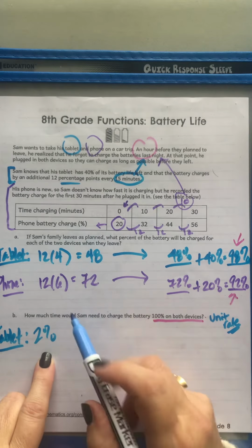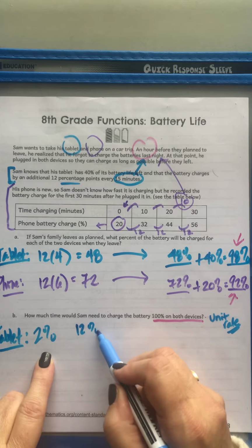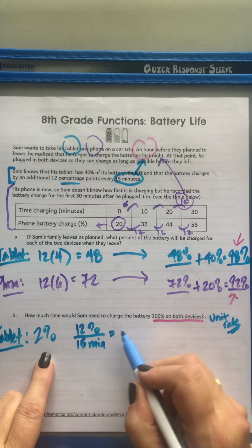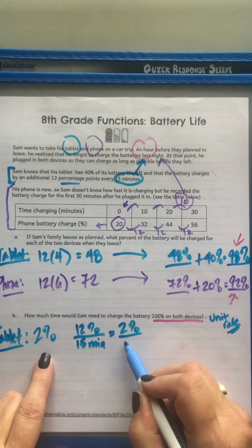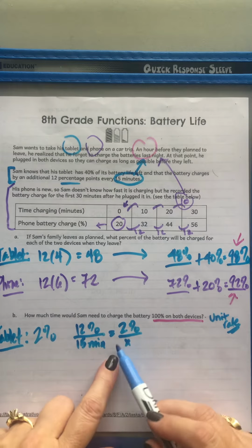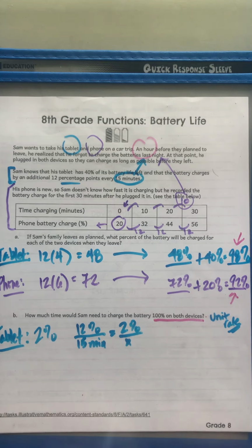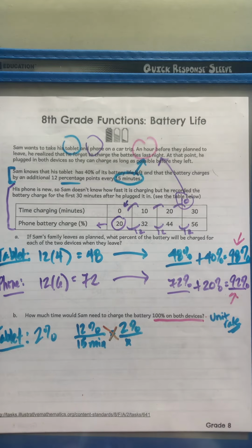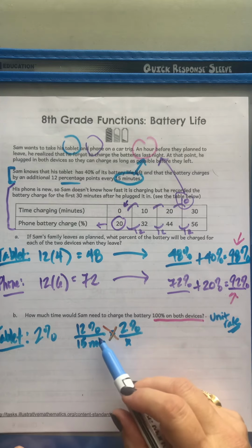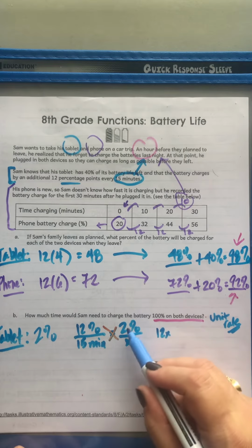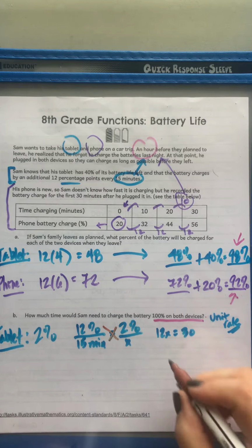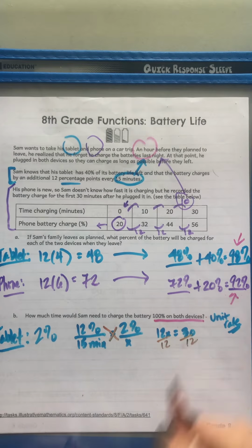I know that it goes 12%, 12 points every 15 minutes, right? But all I want is 2%. So I can set up a proportion and solve to find out what that's going to be. I have to remember about solving a proportion, and this will come in handy for another piece today. You're going to cross multiply. So when you do that, you get 12x, and 2 times 15 is 30. Then I'm going to divide both sides by 12, right?